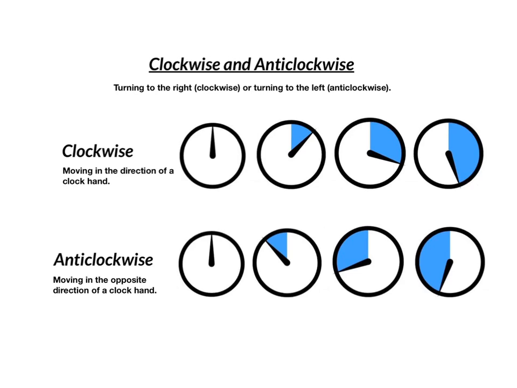When we turn, and this is what it is, it's turning. When we turn in a clockwise direction, we are moving in the direction of a clock hand. We are moving to the right. Turning to the right is called moving in a clockwise direction because we are moving the way that the hand of a clock moves.